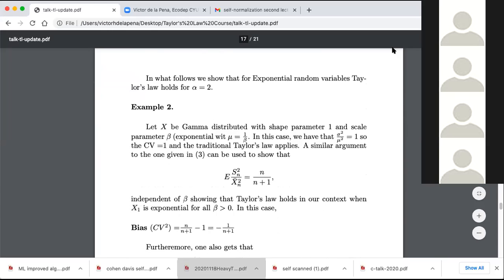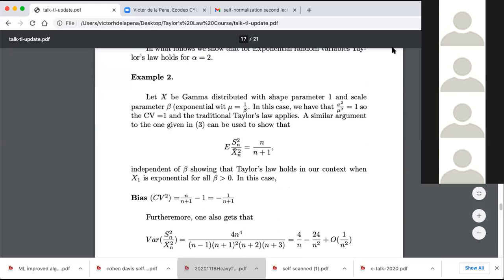So again, if you use the formula that I presented, you can calculate the expected value, and that's equal to n over n plus 1. The bias of the coefficient of variation squared is equal to minus 1 over n plus 1, because the expected value of the sample coefficient of variation is n over n plus 1, minus the actual coefficient of variation, which is 1. So I have minus 1 over n plus 1.